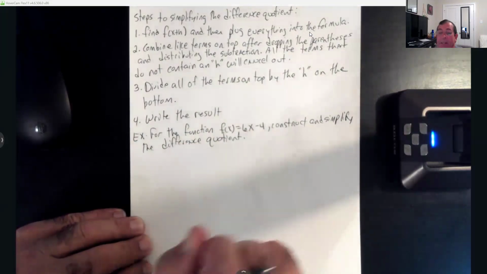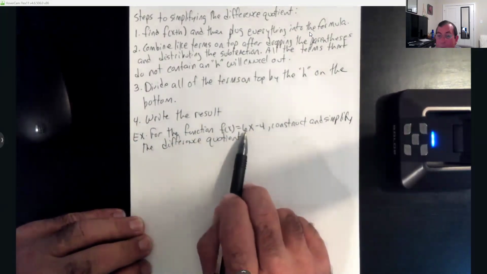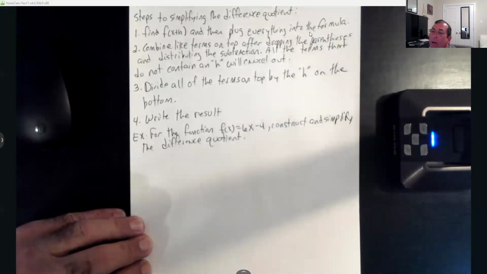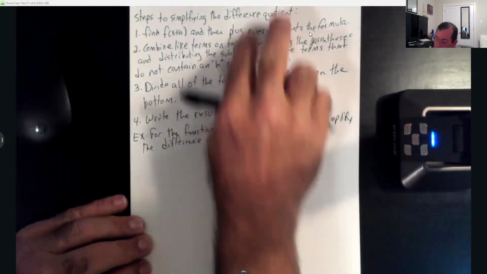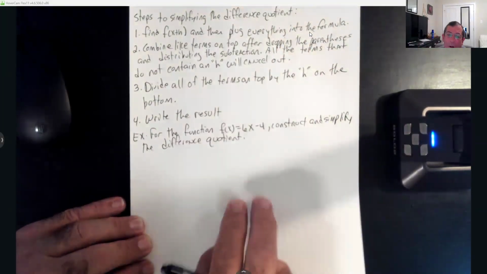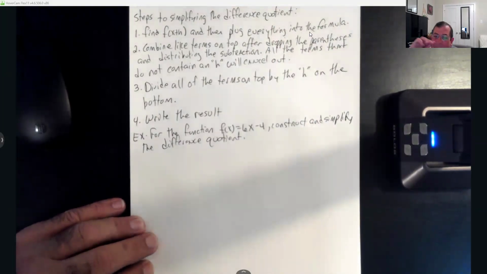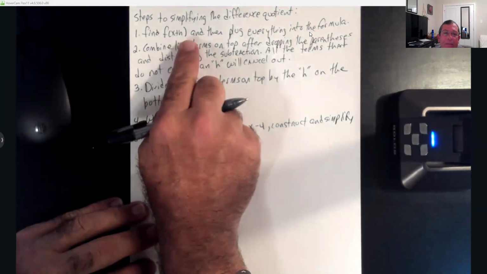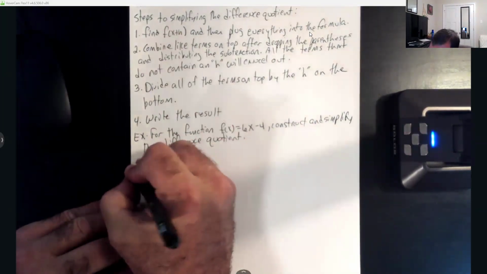The only difference is you can't use y equals mx plus b form if you've got x squareds or x cubes or higher exponents, okay? So that's why we use this difference quotient, because it'll work all the time. So we said the first thing we do is find f of x plus h.